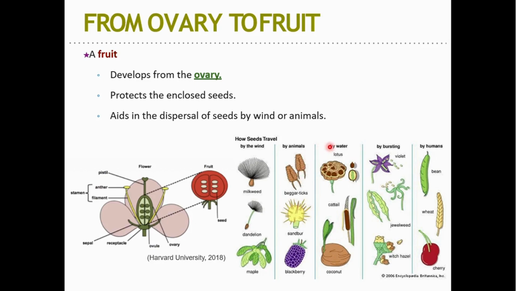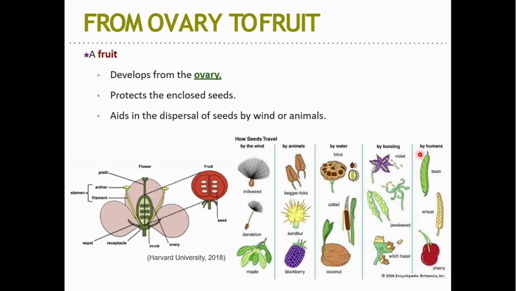And then travel by water, for example lotus, cattail, and coconut. Usually these seeds can float on water and are buoyant. And then seeds travel by bursting. When it bursts, it will disperse the seeds to the surroundings, for example violet, jewelweed, and also witch hazel.